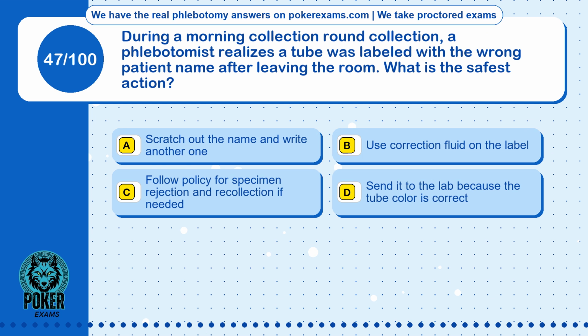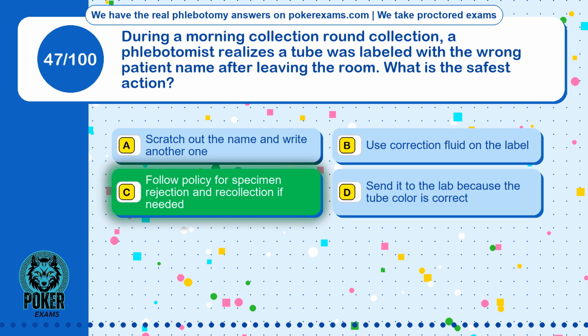Question 47. During a morning collection round, a phlebotomist realizes a tube was labeled with the wrong patient name after leaving the room. What is the safest action? Option A. Scratch out the name and write another one. Option B. Use correction fluid on the label. Option C. Follow policy for specimen rejection and recollection if needed. Option D. Send it to the lab because the tube color is correct.